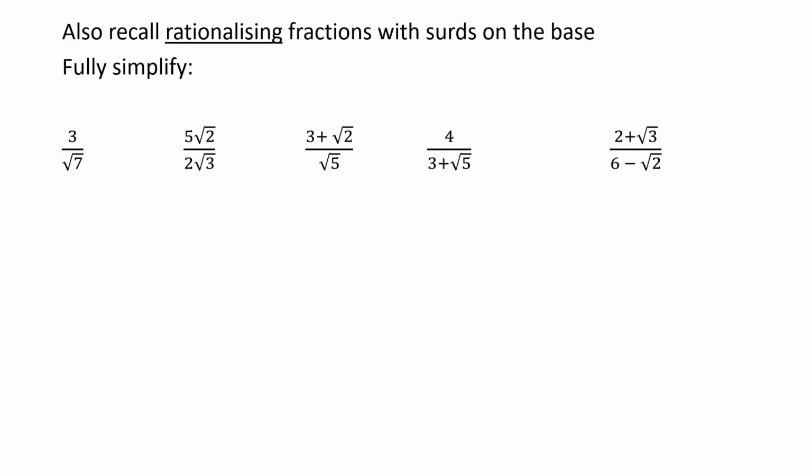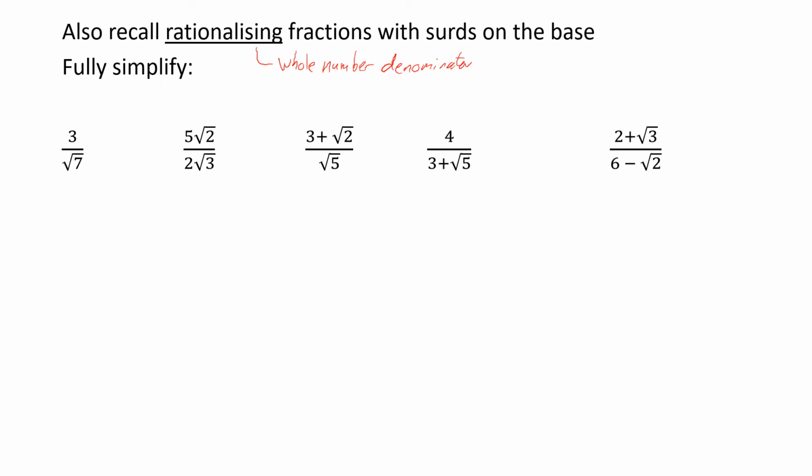And the last little surd thing that we looked at was this idea of rationalizing. Now rationalizing means that we want to make the bottom of our fraction into a whole number. So the denominator needs to be whole. And the way that we do this is we multiply the top and the bottom of our fraction by a surd that will help cancel stuff out.